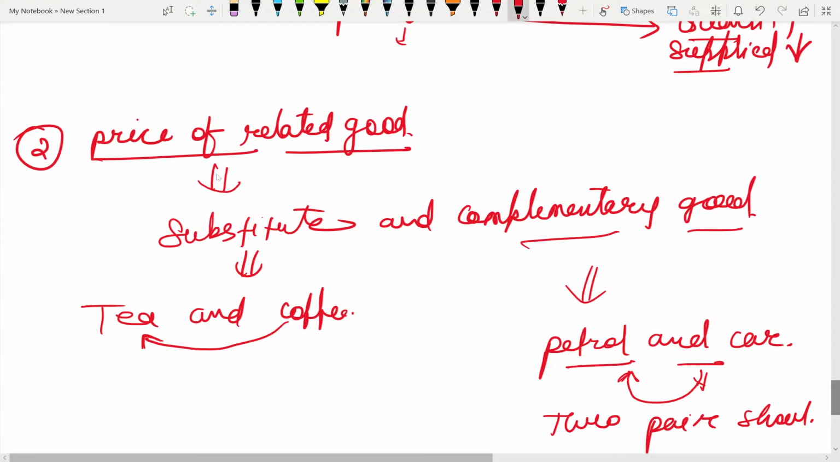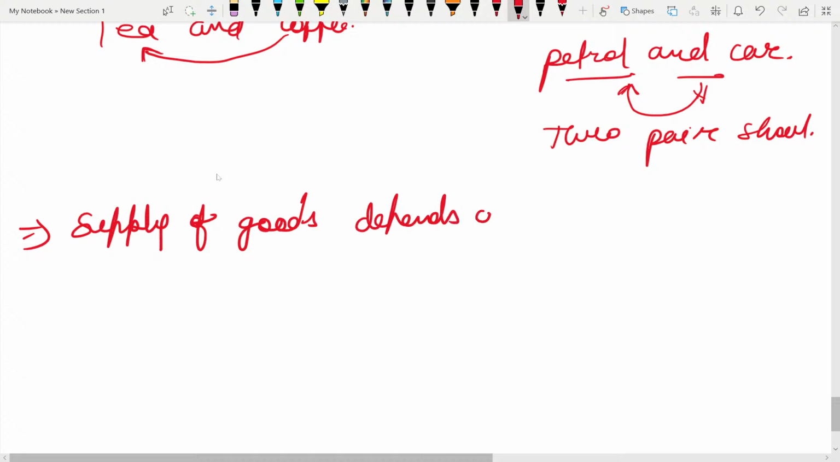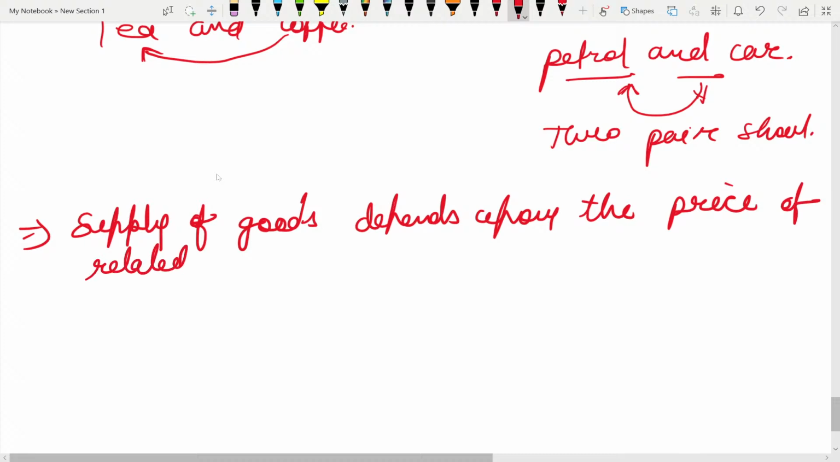Now let's see how the price of related goods determines the supply. Supply of goods depends upon price of related goods. So if we write it down, supply of goods depends upon price of related goods.